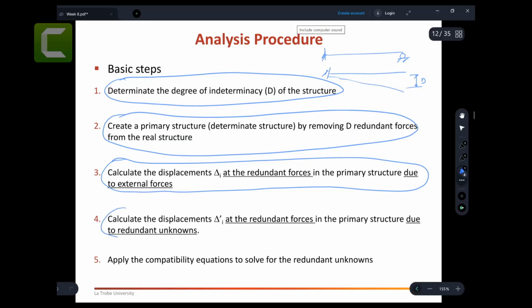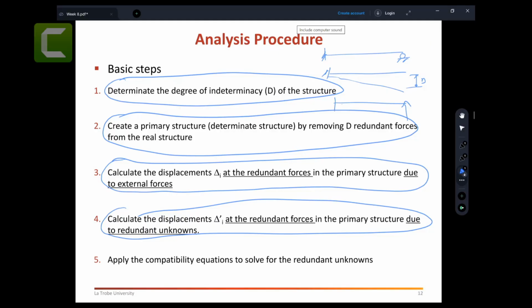And then you need to calculate again the displacement in the primary structure due to the redundant force. So there is another structure that you can make and find the deflection. There are 2 deflections that you need to find. Look, the method that we're going to teach you is very simple. If you know the virtual work method, there are 2 examples, it's just finding the displacement. The others are very simple.